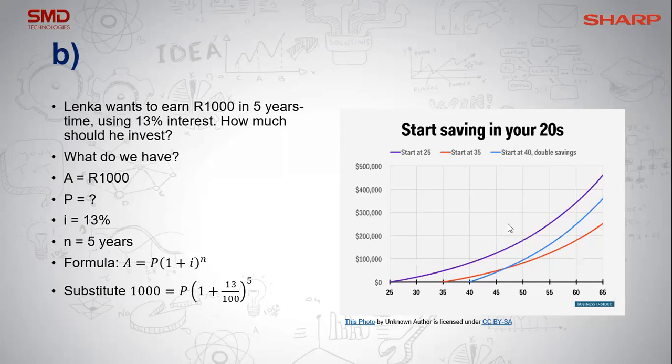Just as a side tangent, look at your graphs here. I was just randomly searching for quick pictures for compound interest. But look at the difference in saving from when you're 25 versus when you're 35 versus when you're 40. You'd have to actually double what you're putting away in order to reach it, and you can never beat the 25-year-old line. So the earlier you start saving, the better it is for you.